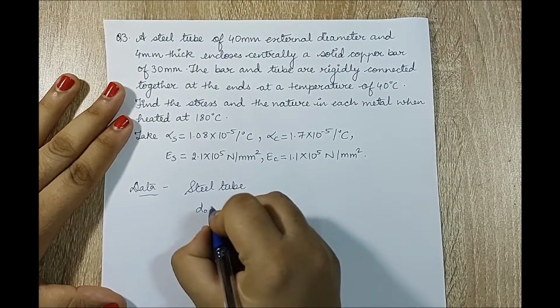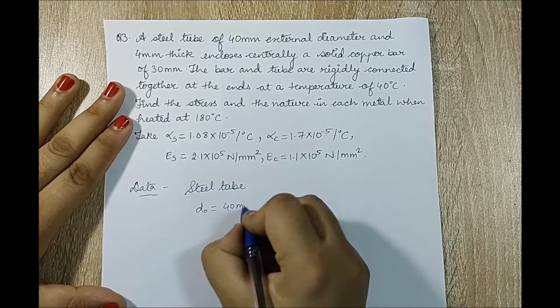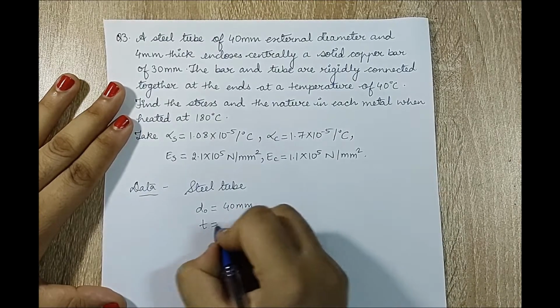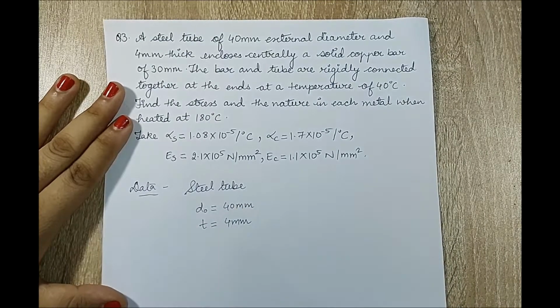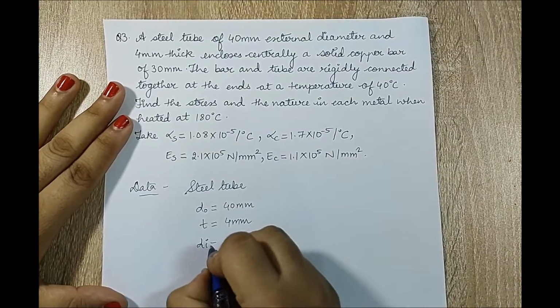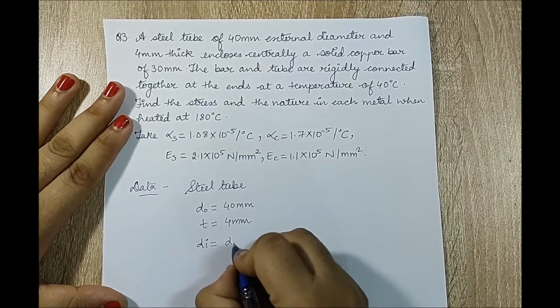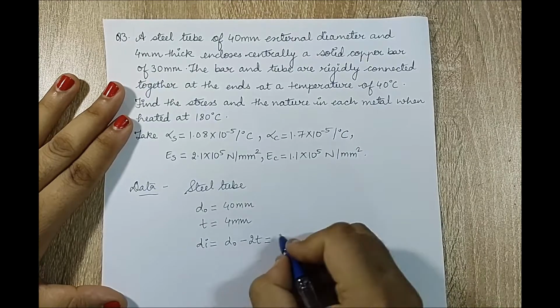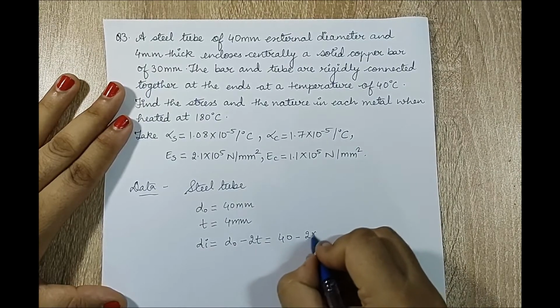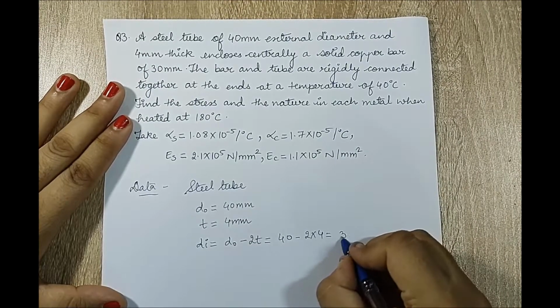External diameter, say DO, is 40 mm and the thickness T is given as 4 mm. Now since thickness is given, it is very simple to calculate DI. DI is DO minus 2T. So this will be 40 minus 2 into 4. So it will be 32 mm.